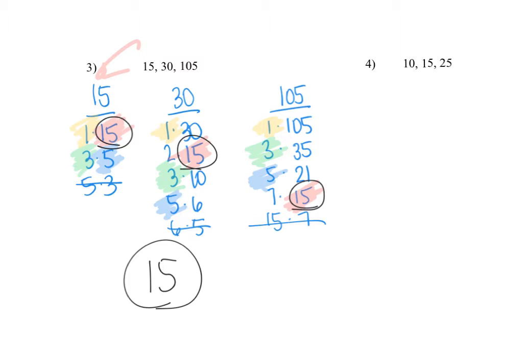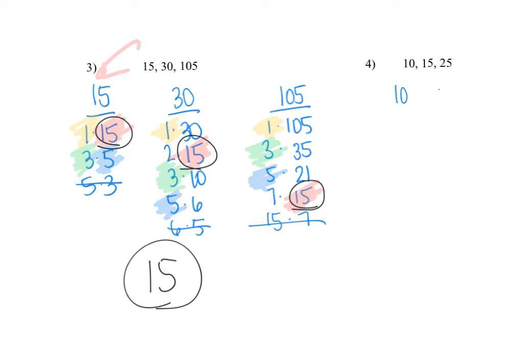And the greatest common factor can't be bigger than any of the numbers because you're looking for factors, which are smaller. Factors are a piece of the number, so it has to be smaller than the smallest of the numbers.